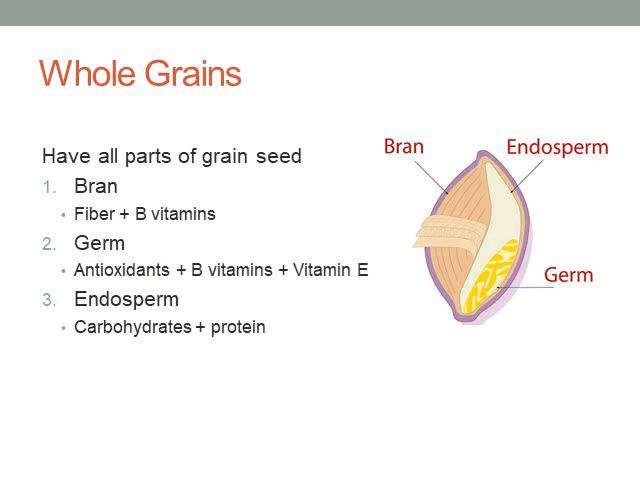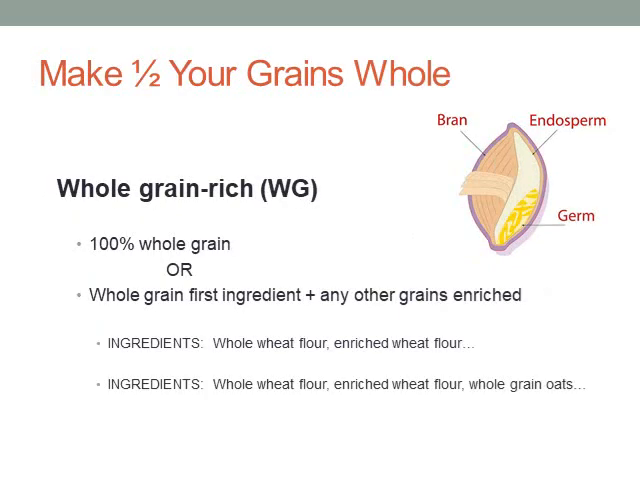The bran is the hard outer shell that contains fiber and B vitamins. The germ contains vitamins and antioxidants. These 2 layers have disease-fighting substances like phytochemicals and antioxidants. The inner core, or endosperm, is mostly made of carbohydrates and some protein. Whole grains are so good for us that the Dietary Guidelines for Americans recommend that we should eat whole grains at least half of the time.